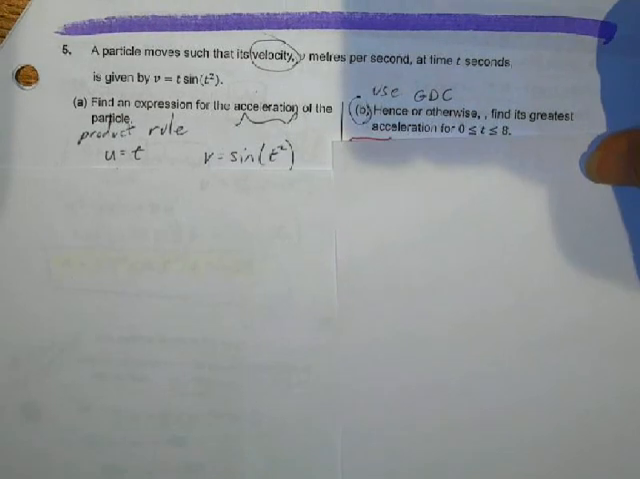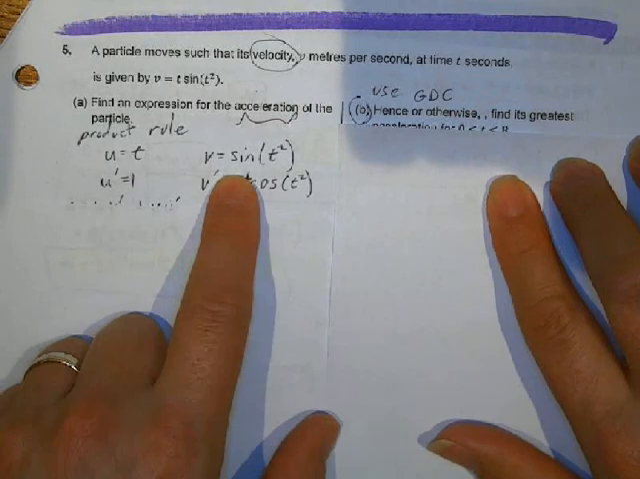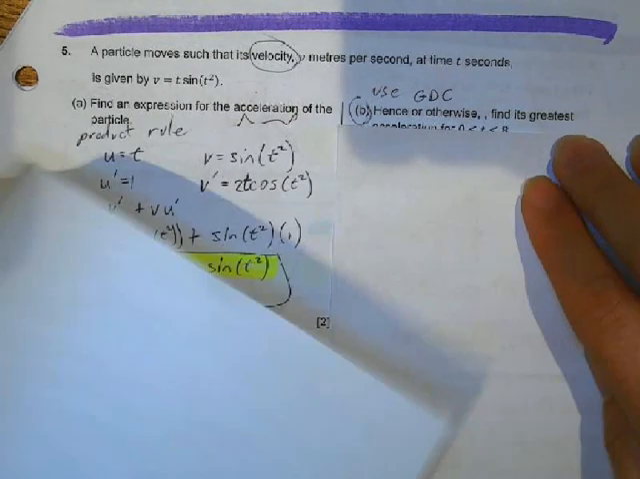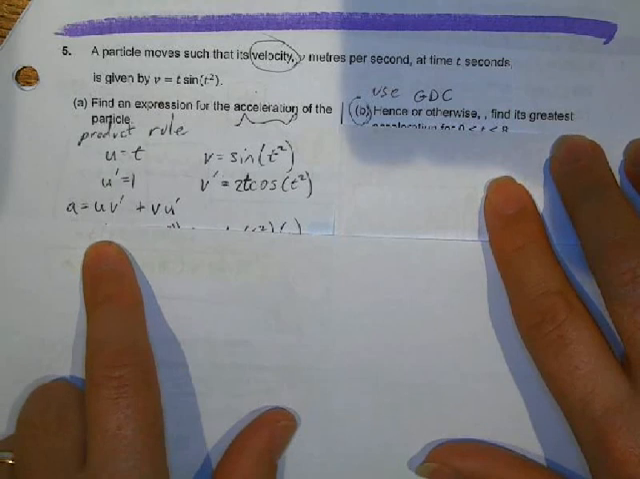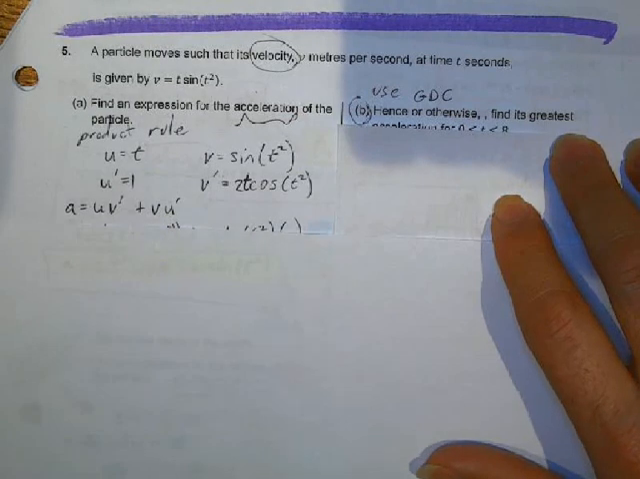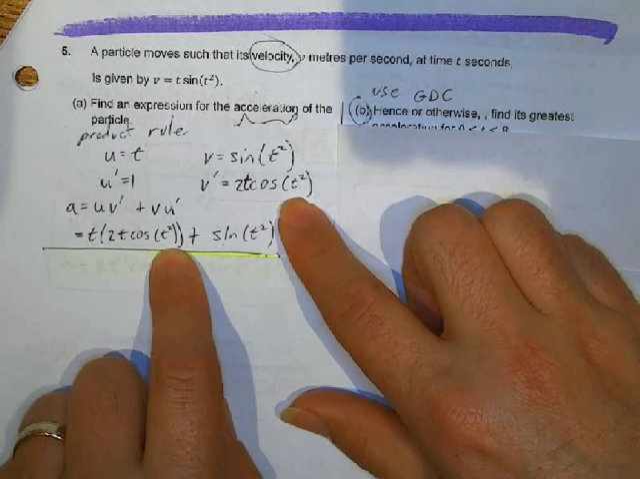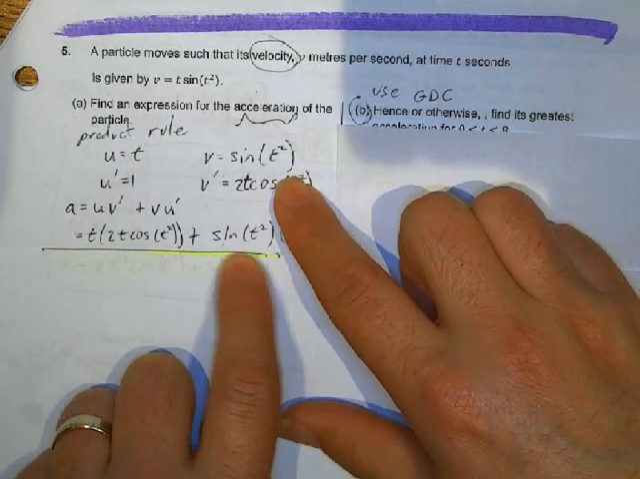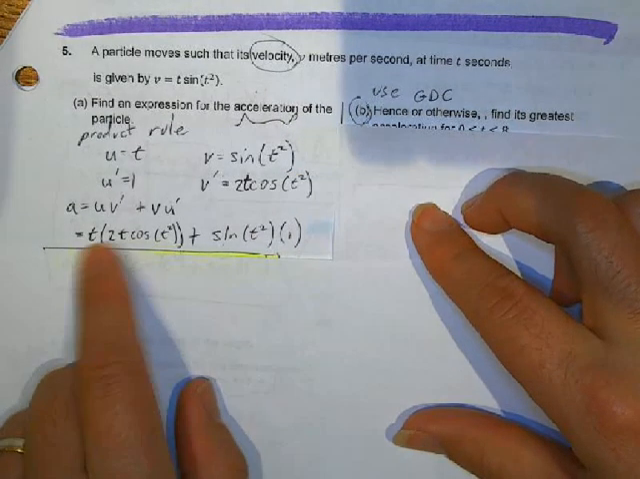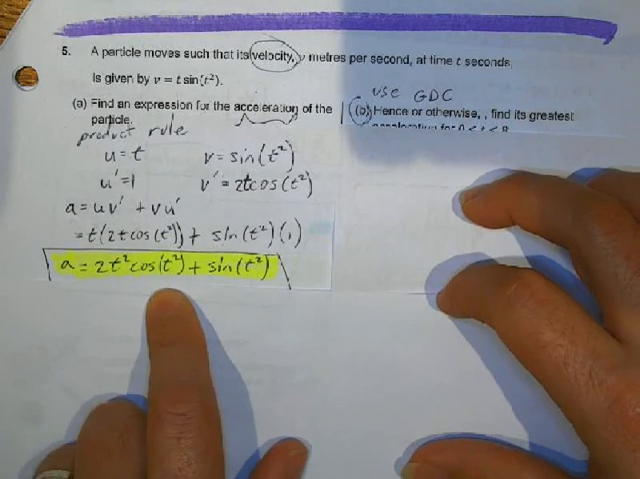The derivative of t is going to give me 1, and the derivative of sine t squared is going to give me 2t cosine t squared. Now I can do the product rule. I'll replace u with t, v prime with 2t cosine t squared, plus I've got v, which is sine t squared, times 1. Now I can simplify this: I've got 2t squared cosine t squared plus sine t squared.